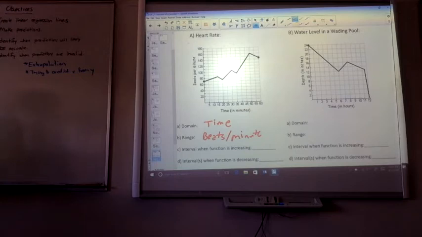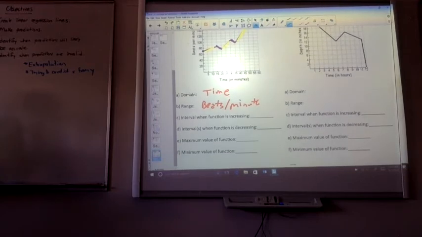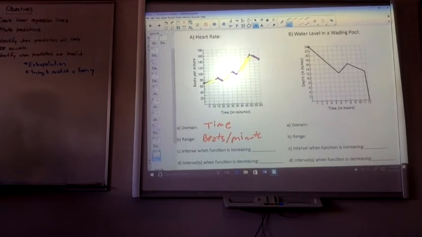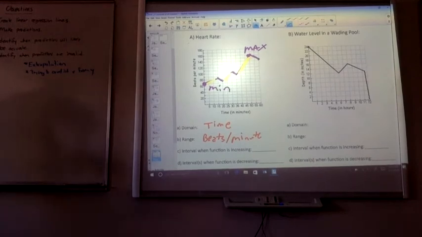Okay, I want to show you where it's increasing. This is increasing here, here, and here. Okay, and we're going to talk about that a little bit more next time. It's decreasing here, here, and here. And then the maximum value of our function is the y component here, so that's our max. And our minimum value is right here.